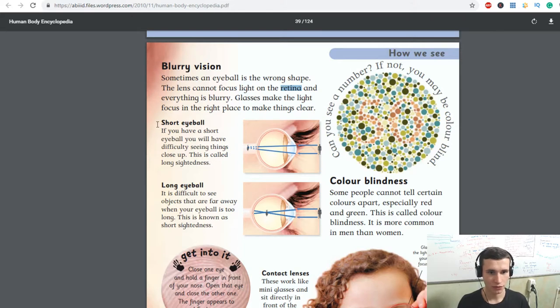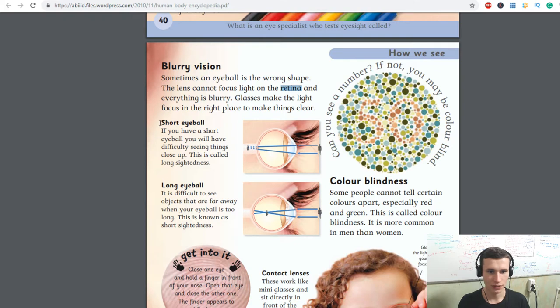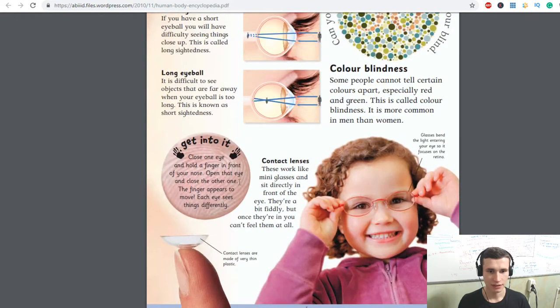Short eyeball. If you have a short eyeball, you will have difficulty seeing things close up. This is called long-sightedness. Long eyeball. It is difficult to see objects that are far away when your eyeball is too long. This is known as short-sightedness.